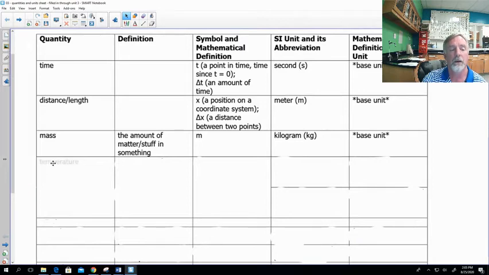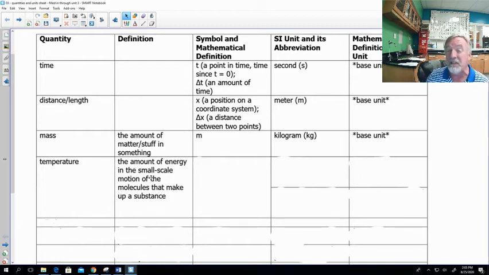The next one I want to talk about here is temperature. We did talk about that a little bit before. We talked about the scales. Let's talk about what is temperature. We call that the amount of energy in the small scale of motion of the molecules that make up a substance. If you think about molecules, they're vibrating all the time. The warmer they are, the faster they vibrate, the cooler it is, the slower they vibrate, and then you hit absolute zero and they aren't vibrating at all. So that's really what temperature is talking about, the amount of energy in that vibration. What do we use as our mathematical symbol for this? We use capital T, because we're using little t for time. We're going to use capital T for temperature. So let's look at some SI units.